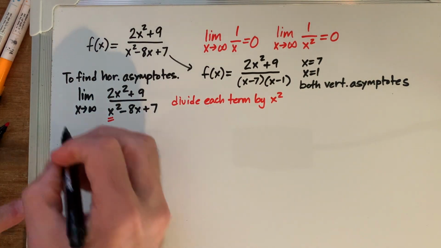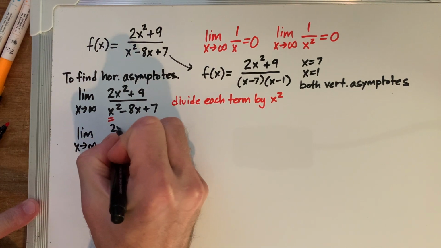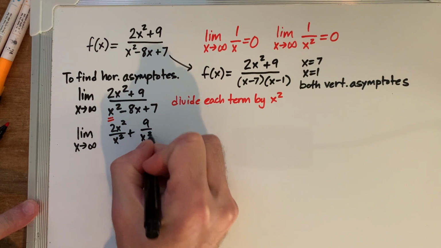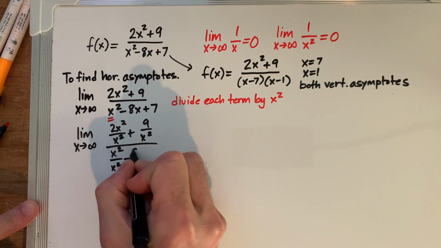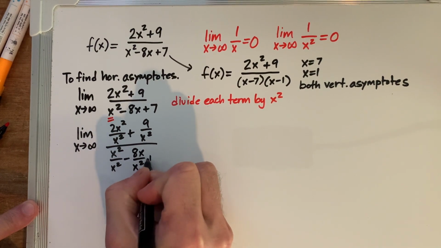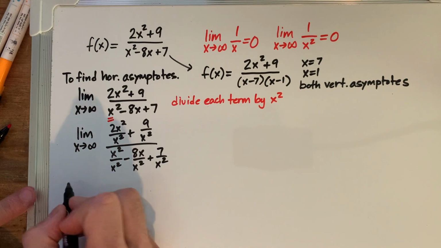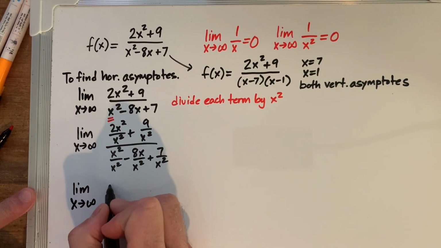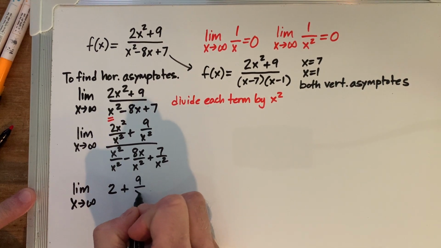So when I divide each term by x squared, I have 2x squared over x squared plus 9 over x squared. And then in the denominator, x squared over x squared minus 8x over x squared plus 7 over x squared. Okay, and that's going to simplify here to the limit as x goes to infinity of 2 plus 9 over x squared.